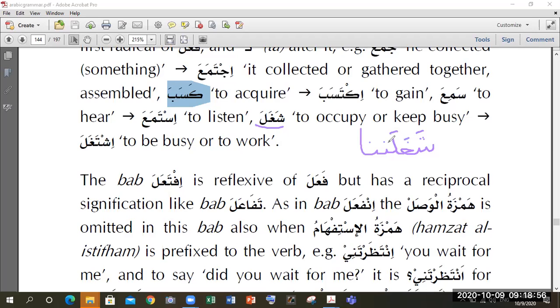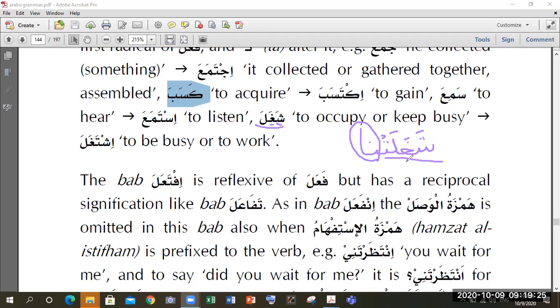Let's revise the translation also. Shaghalat. What pattern is this? Don't look at the na, just see shaghalat, because the root letters are sheen ghain lam. What is the pattern? Aisha says: fa'alat. Barakallahu feeki Aisha, Mashallah.